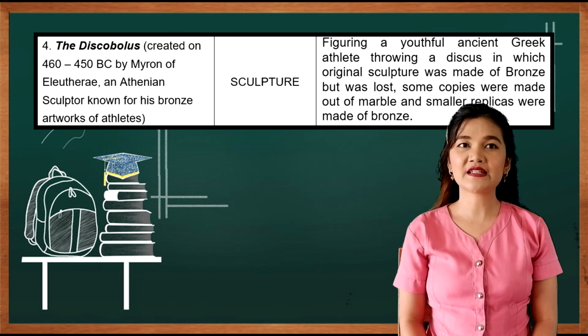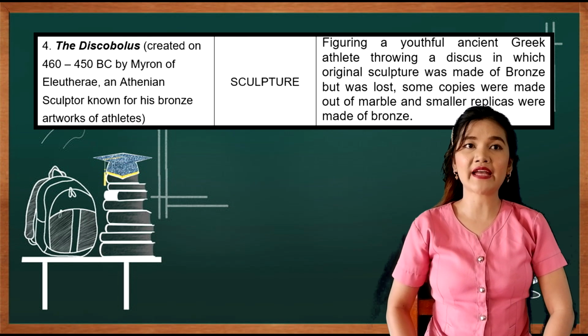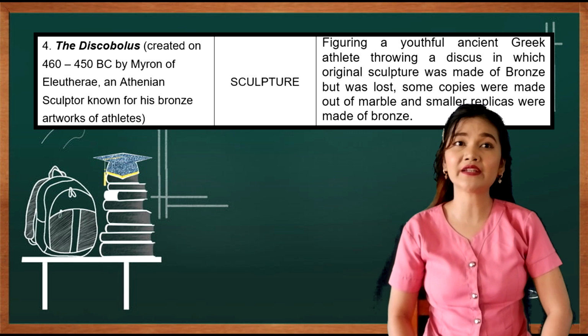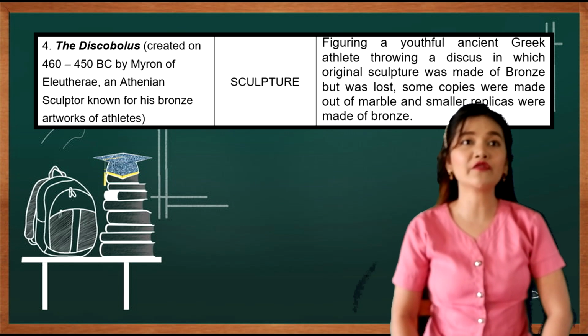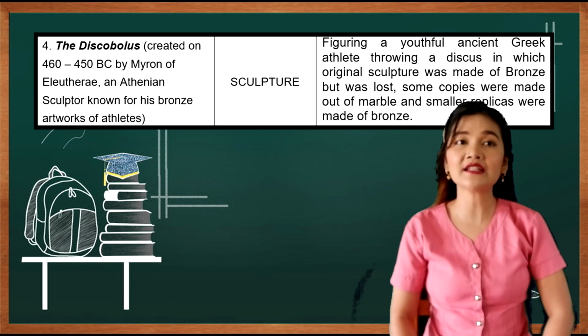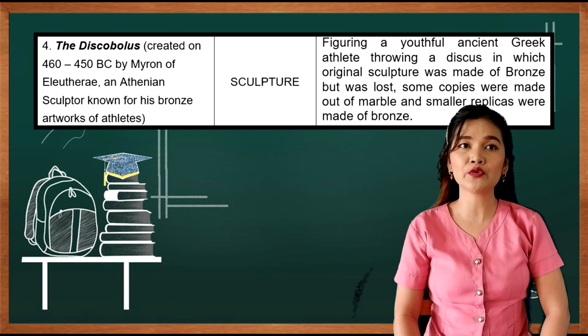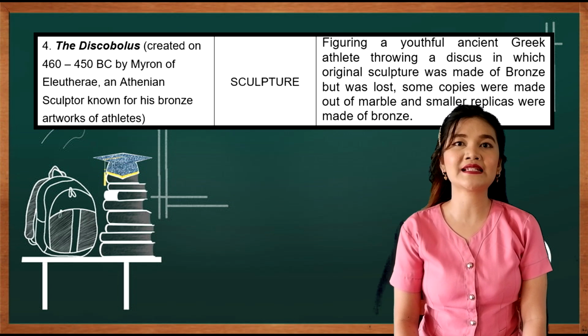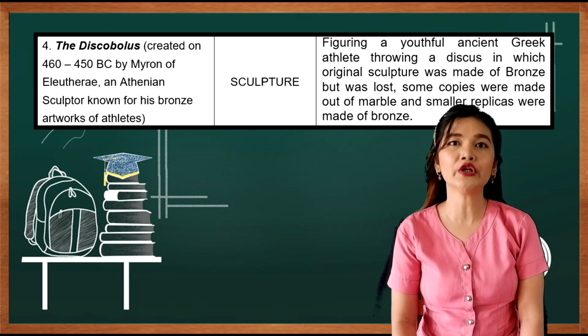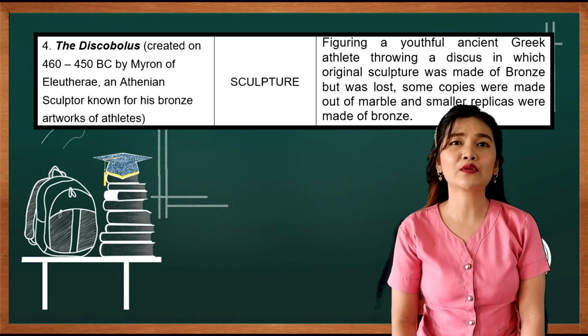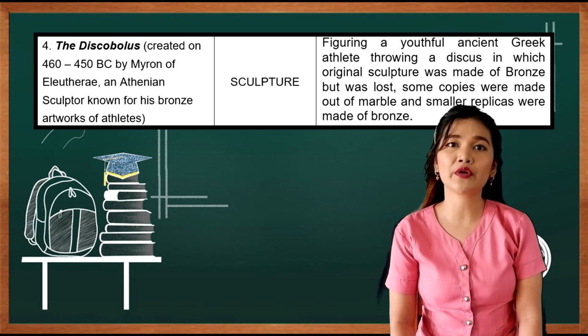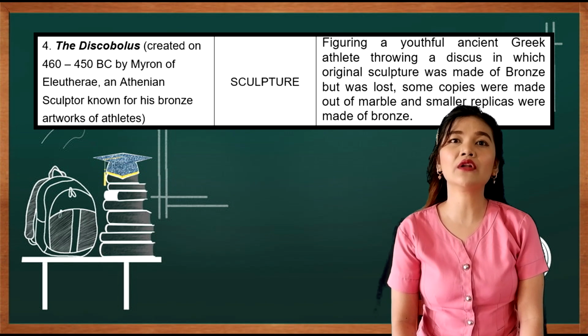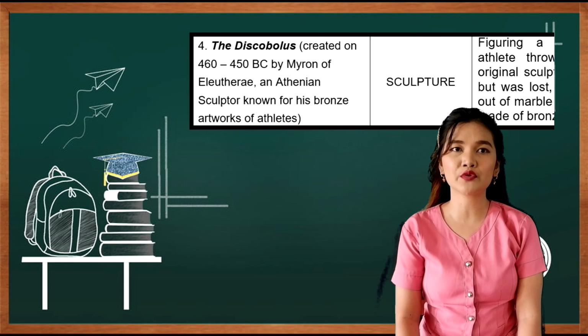Number 4. Discobolus. The Discobolus was created in 460 to 450 BC by Myron of Eleutherae, an Athenian sculptor known for his bronze artworks of athletes. Art form: sculpture. Figuring a youthful ancient Greek athlete throwing a discus, the original sculpture was made of bronze but was lost. Some copies were made out of marble and smaller replicas were made of bronze.